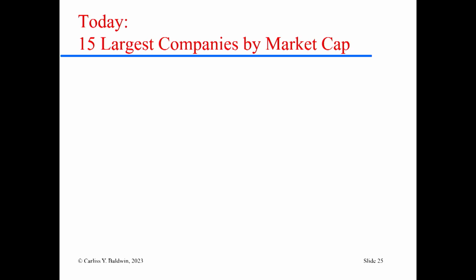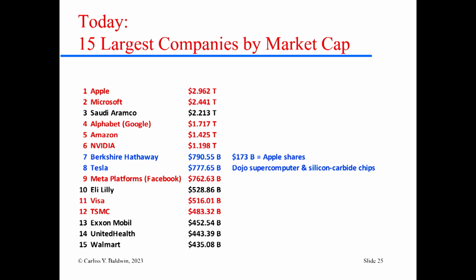with more scope. So today, I just want to show you the 15 largest companies by market cap. The red ones are digital platforms, companies, Apple, Microsoft, Google, Amazon, NVIDIA, arguably, although they have a lot of flow production that goes on, although they're fabless, so they don't. Then Meta, Facebook, Visa, and TSMC.